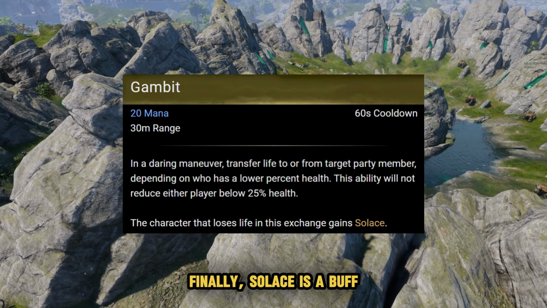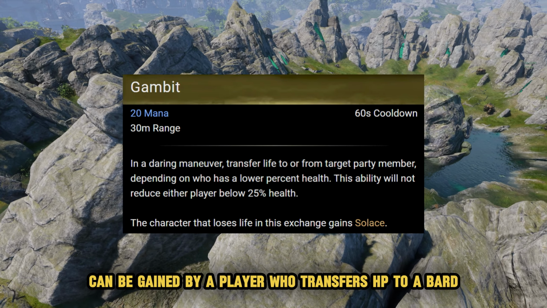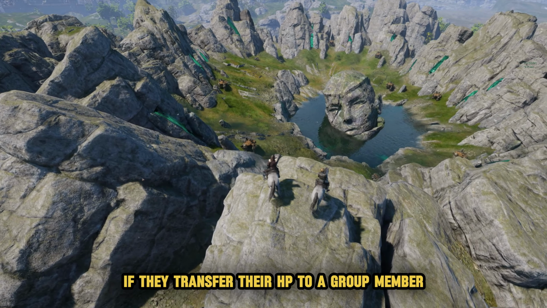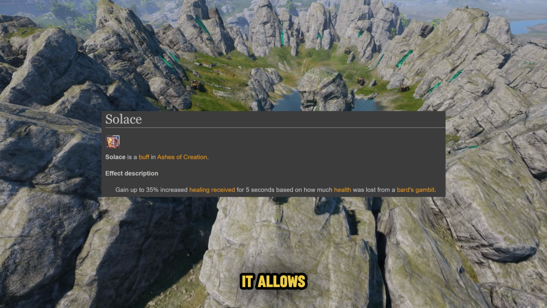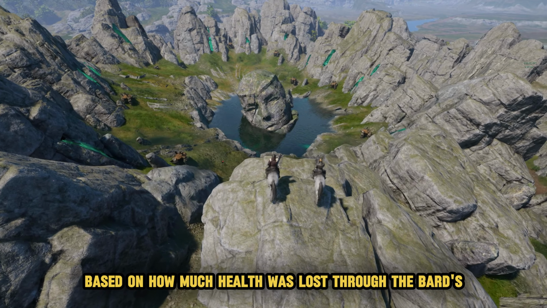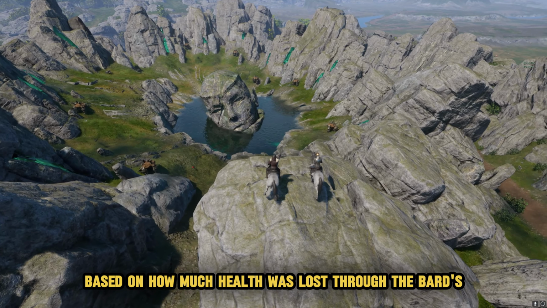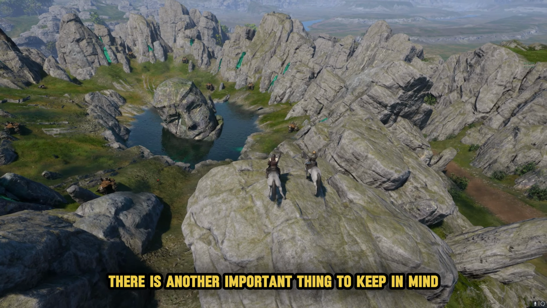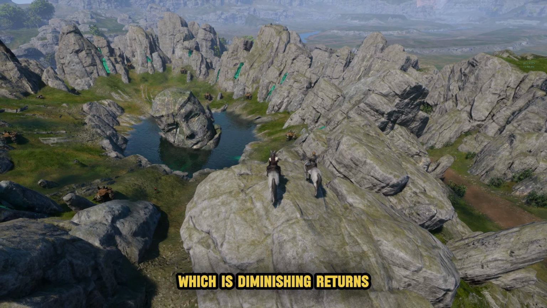Finally, Solace is a buff that can be gained by a player who transfers HP to a Bard, or by the Bard themselves if they transfer their HP to a group member. It allows the player to receive up to a 35% increase in healing based on how much health was lost through the Bard's Gambit. Now that we are familiar with the status effects, there is another important thing to keep in mind, which is diminishing returns.